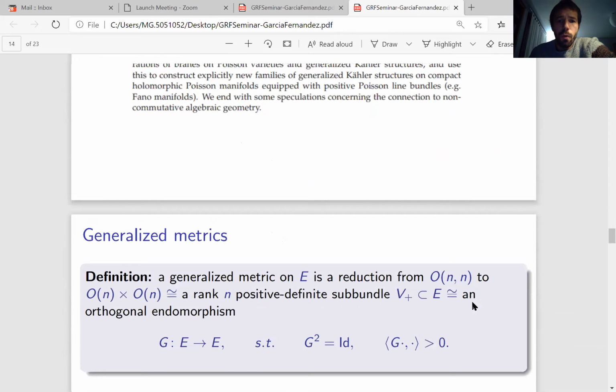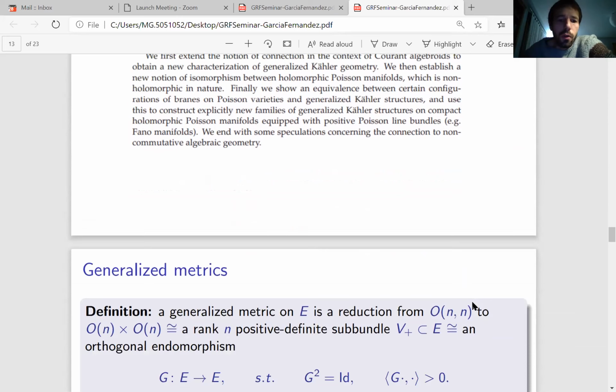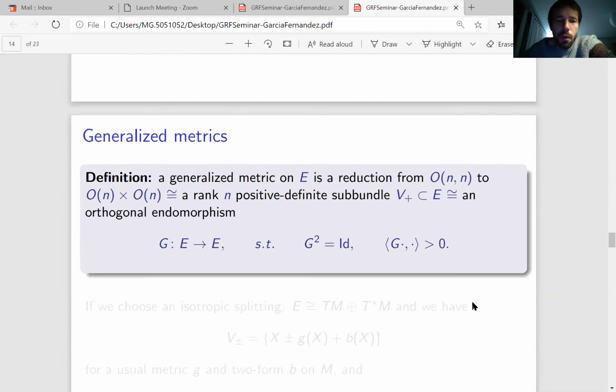Let me mention that part of the structures that we're going to use, in particular generalized connections, were considered firstly in this nice paper by Marco Gualtieri about branes on Poisson varieties. Okay, so far so good. This was mainly a summary of the previous day, and now I'm going to pause a little bit and go back to the definition of the generalized Ricci tensor and so on. I'm going to introduce things more slowly now.